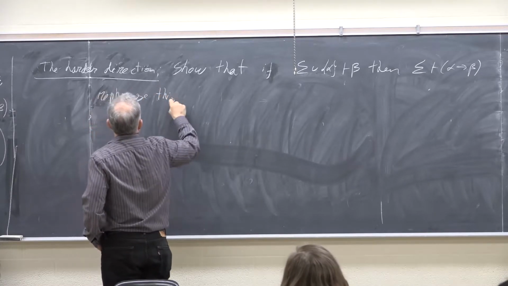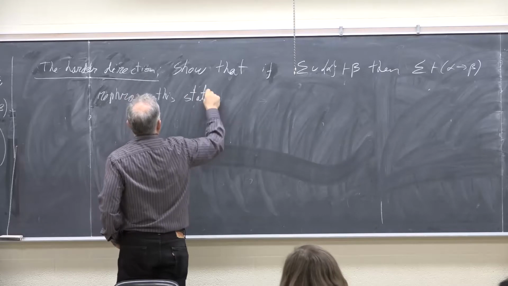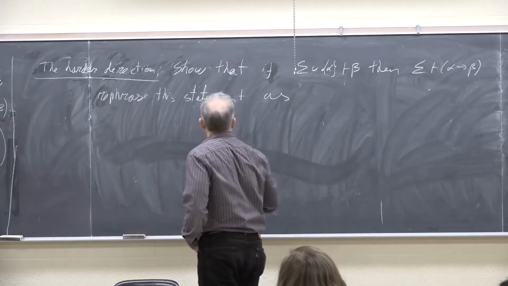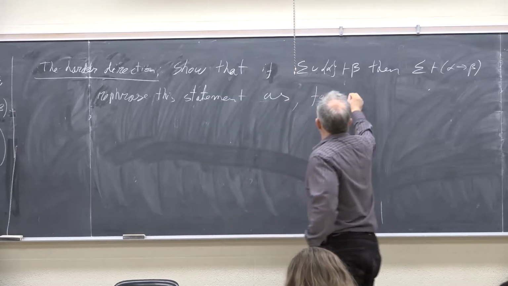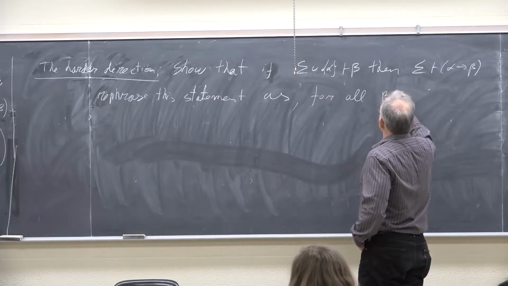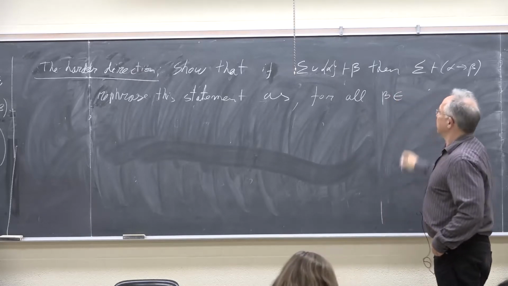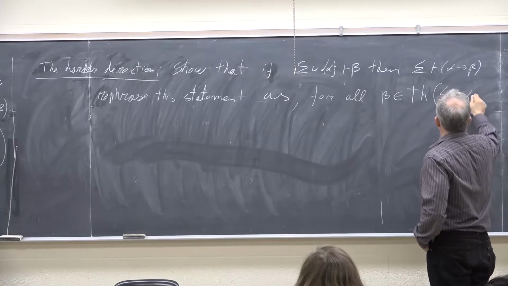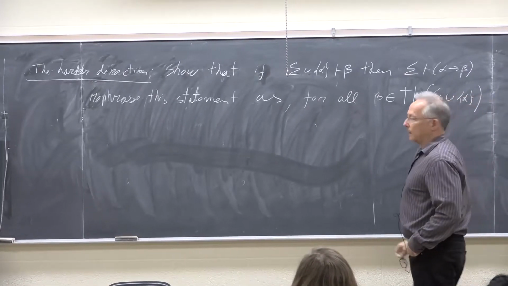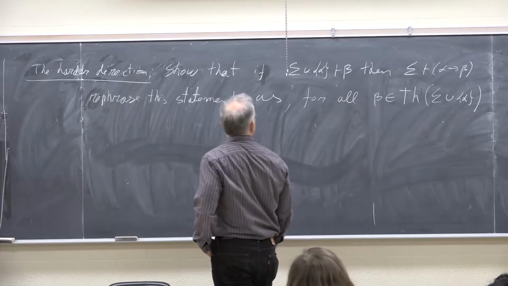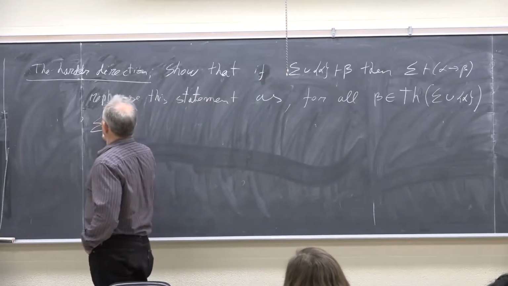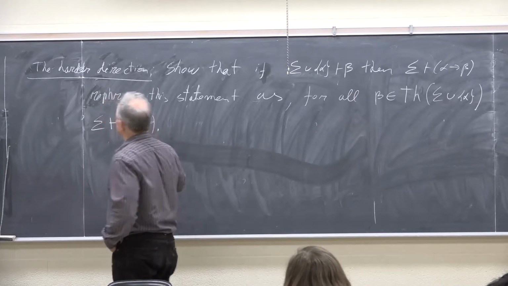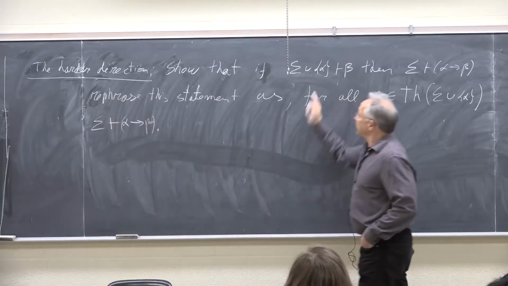this statement as: for all beta in theorems of sigma union alpha, sigma can prove alpha arrows beta. Now, this is the same thing.